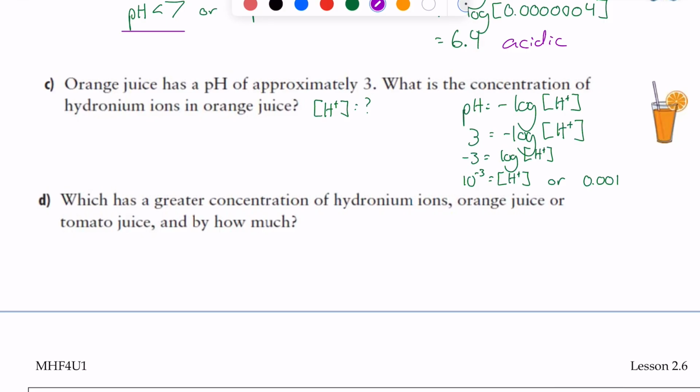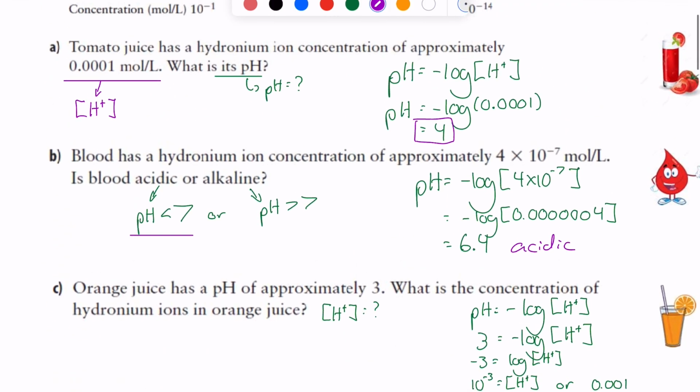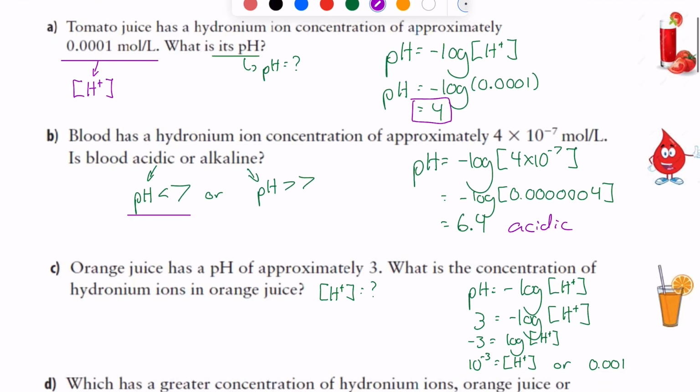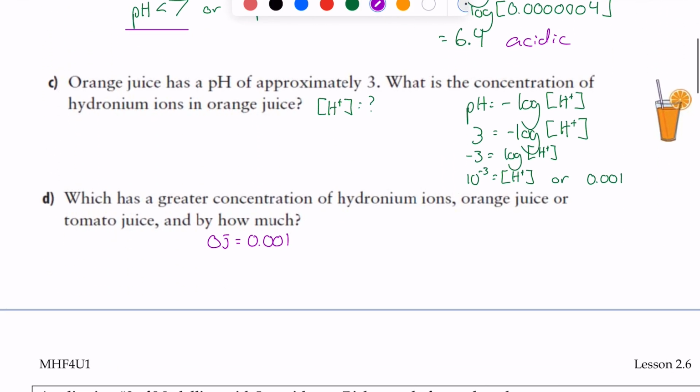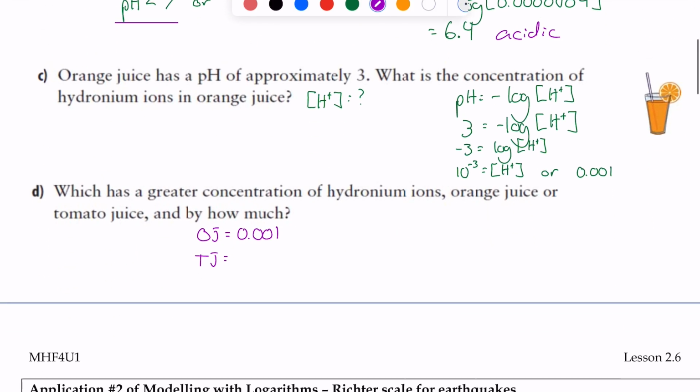Which has a greater concentration of hydronium ions? Orange juice or tomato juice, and by how much? Well, let's just look at what we calculated when we did orange juice. Orange juice was our answer from C. We had 0.001. And tomato juice was the given concentration from A. It gave it to us as 0.0001, 3 zeros, then 1. So which has a greater concentration of hydronium ions? Well, this one. That's just the larger number.